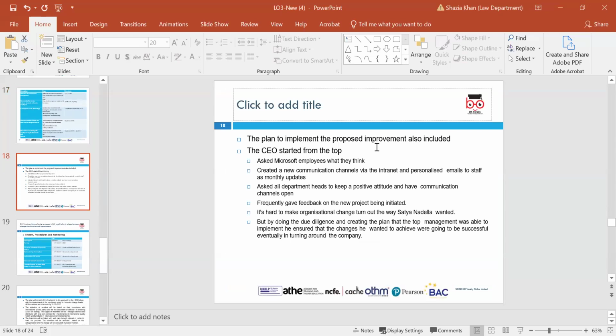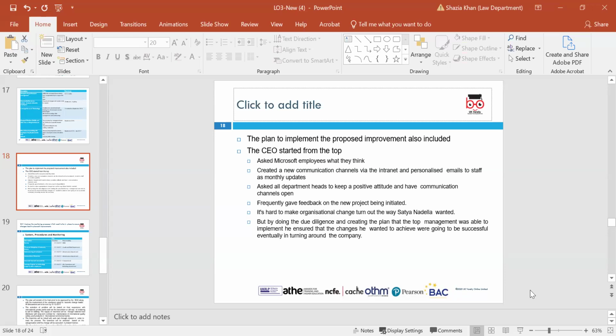So the plan to implement the proposed improvement also included the CEO starting from the top. He asked Microsoft employees what they think. That's really important, to get the employees involved in your decision-making process. He created a new communication channel via the intranet and personalized emails to staff as monthly updates. He also asked all department heads to keep a positive attitude and keep communication channels open, and to frequently give feedback on the new projects they initiated.